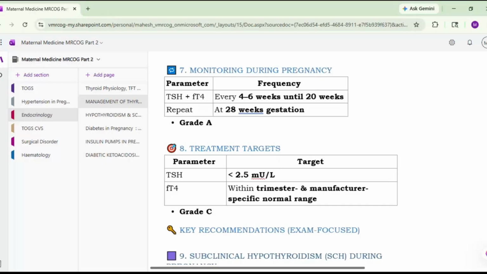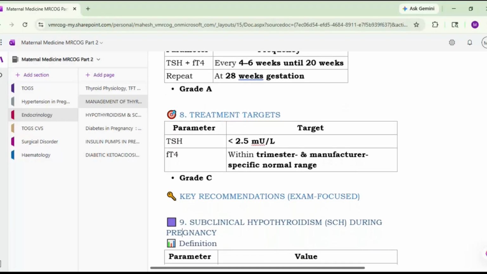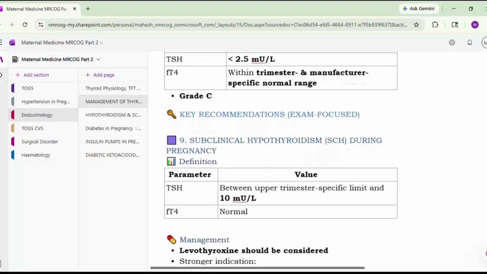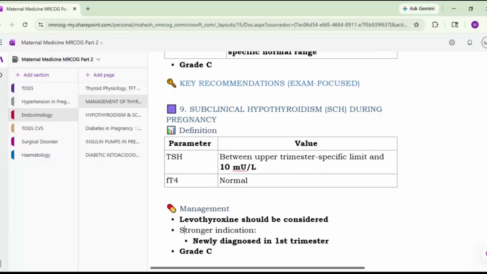Then you will repeat at 28 weeks, and you will keep the target level of TSH less than 2.5, and FT4 should be within the trimester and manufacturer specific ranges. Okay. Now subclinical hypothyroidism during the pregnancy.